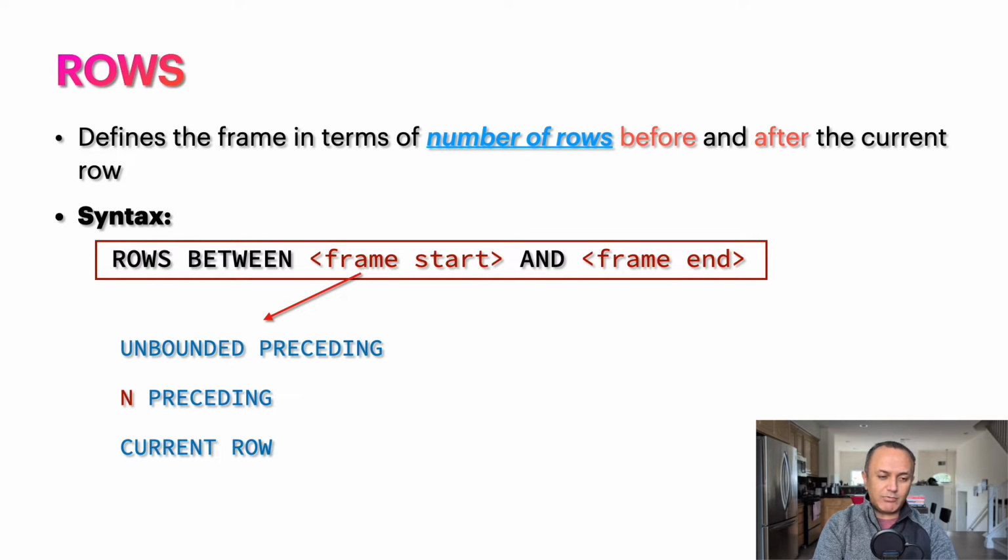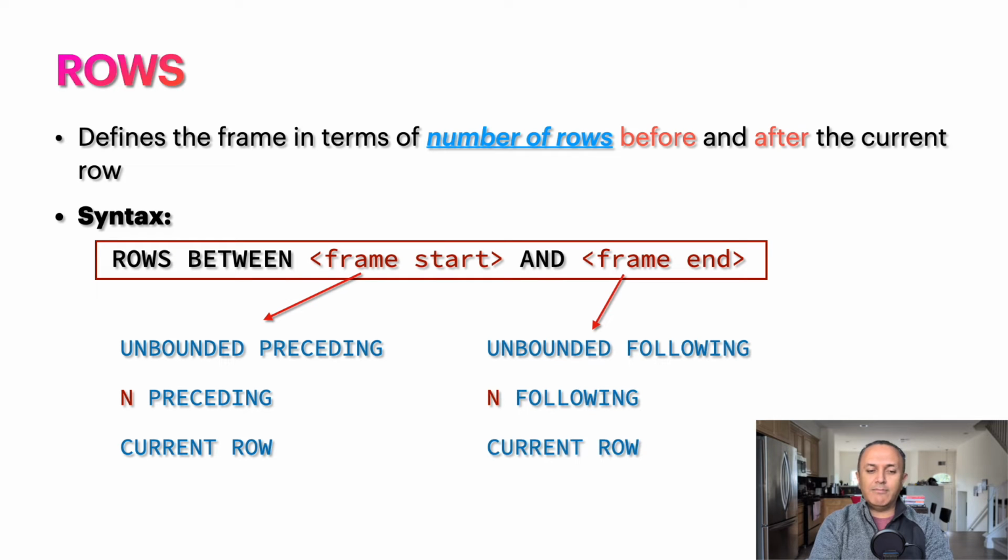If you say the current row, this means that the frame starts at the current row, so anything before that is not included. Similarly, with the frame end, you could say unbounded following, n following, or current row as well. So unbounded following means everything after the current row is included. If you say n following, it means only n rows after the current row are included. If you say current row, it means that the current row is the end of the frame and nothing after that is included. So this is how we define the beginning and the end of the frame.